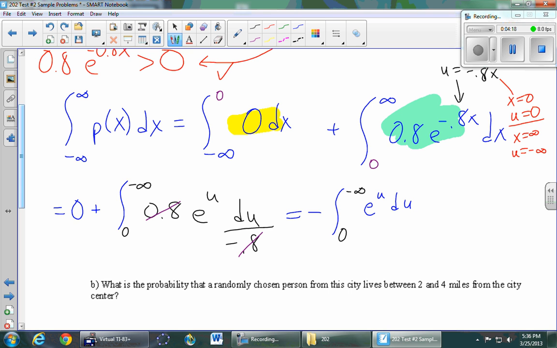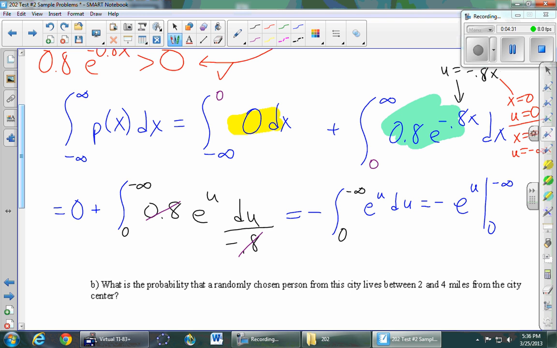Okay, so this is the integral that we need to do, and because we've done the u substitution, the integral is easy. This is negative e to the u, evaluated between 0 and minus infinity. I'm not going to write out the details, but I will say replace that minus infinity with b, or some letter, and then take a limit.